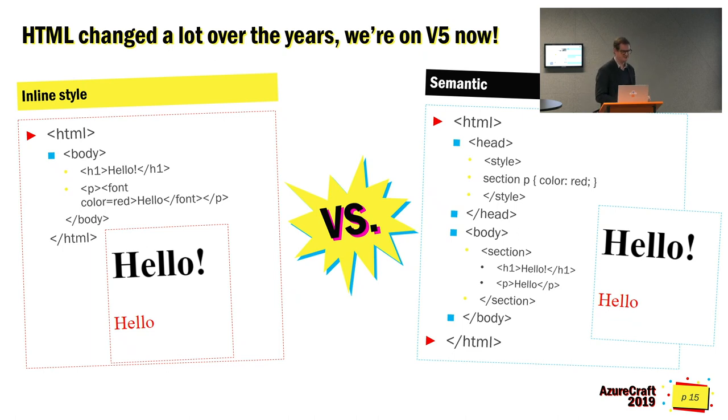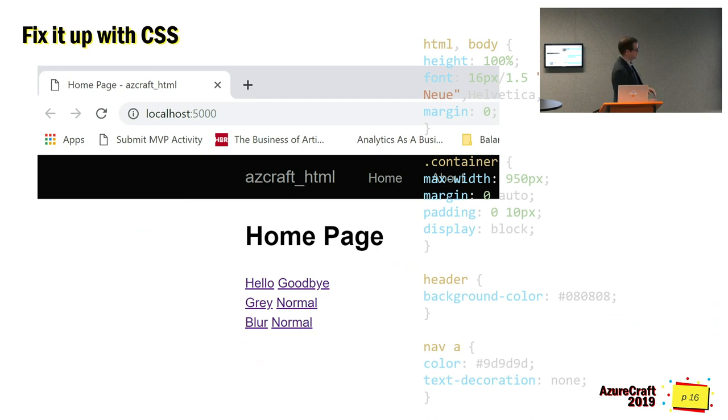And eventually we realized that made very, very messy, very, very difficult to understand software. And what we wanted to do instead is make it more semantic. So that means what it says is what it means. So instead, we now have things like sections with headers and paragraphs in it. And we use a technology called cascading style sheets, CSS, to actually fix it up. And that's the same page with some CSS over the top of it.